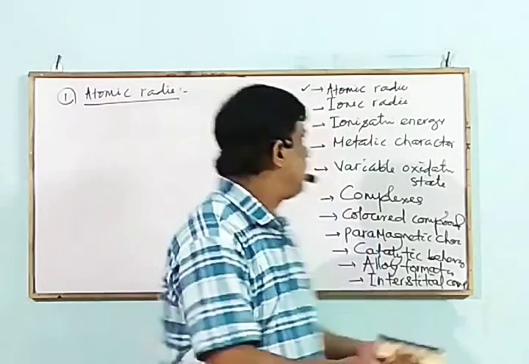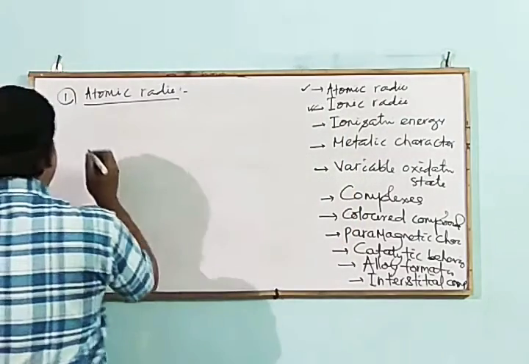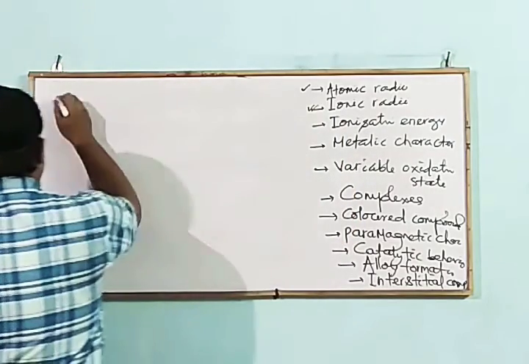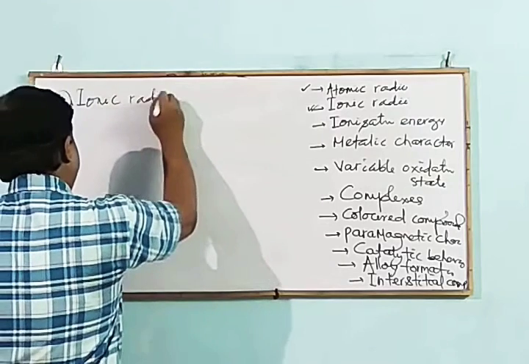Next, the second one, that is ionic radii. Second point, ionic radii.